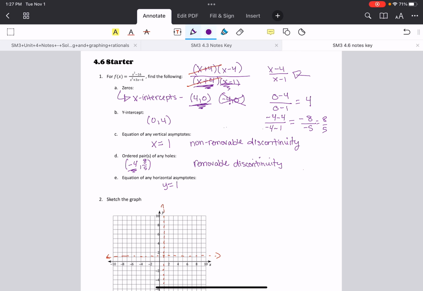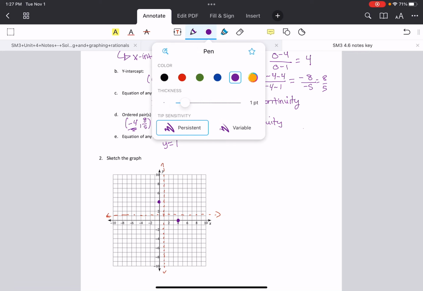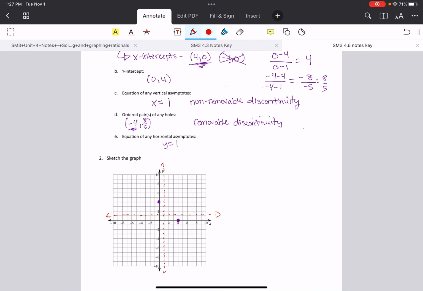And then put in your intercepts, which were 4, 0, and 0, 4. There's also a hole at negative 4, 8/5, which is slightly above the 1.